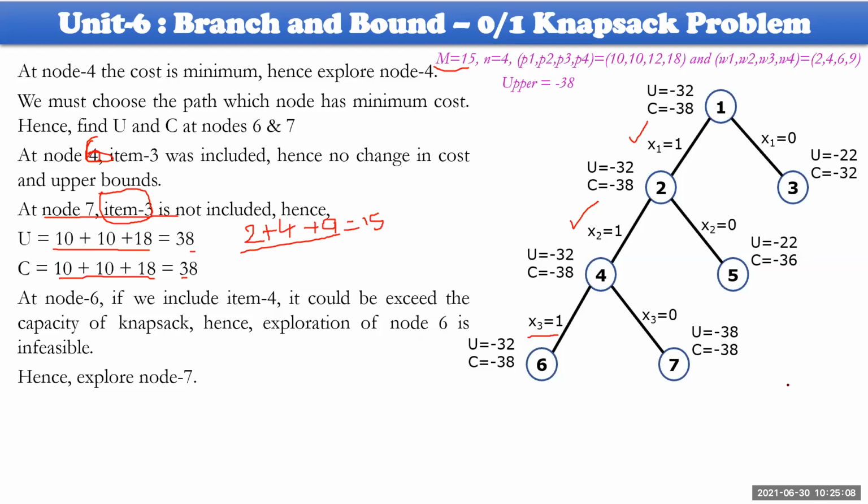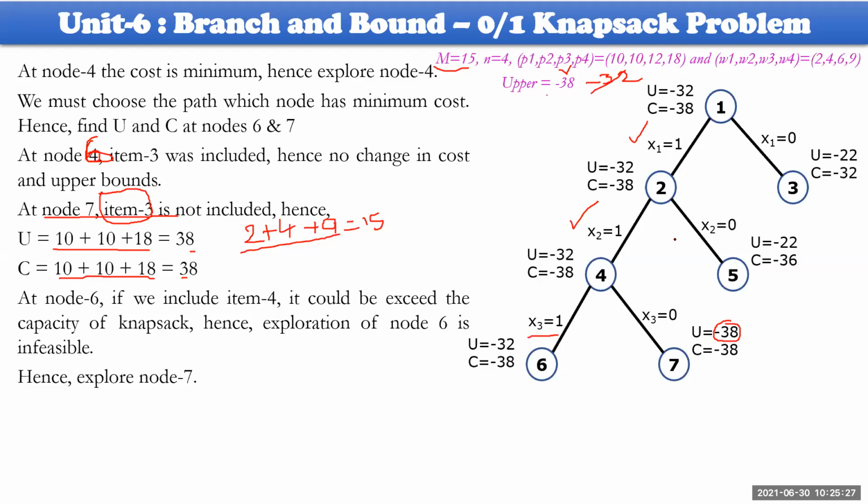In this particular scenario, previously the upper bound was minus 32. Now a new upper bound has been identified, that is minus 38. So therefore, we have to cancel this one. We have taken minus 38 here, minus 38 here.